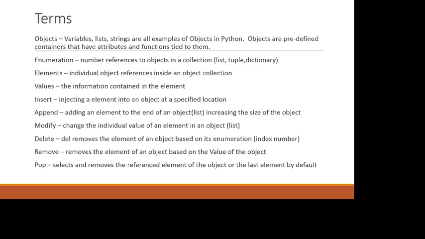Modifying means you can change the value of an individual element in the list, and we'll show examples of that. Delete basically removes an element of an object based on its enumeration. So basically you're giving it an index number and saying remove this element in the list.